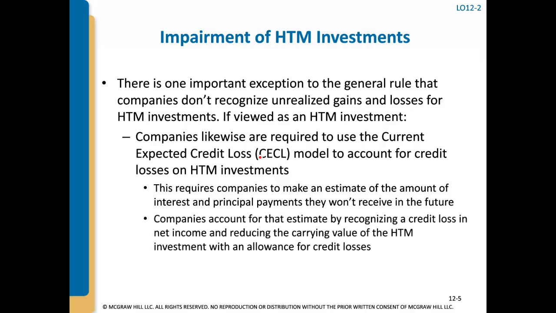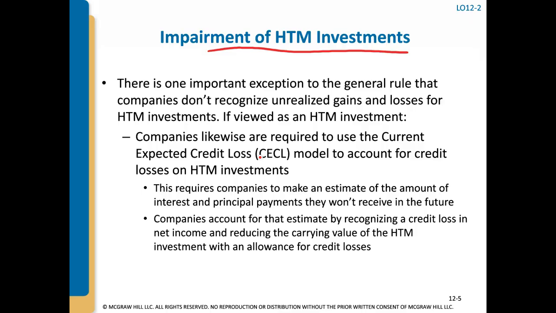The only exception to that is if there's an impairment to that investment. And think of an impairment similar to when we did accounts receivable and we did the allowance for doubtful accounts. Because if we have accounts receivable on our books and we think some of it is not going to be collectible, we record an allowance for doubtful accounts.